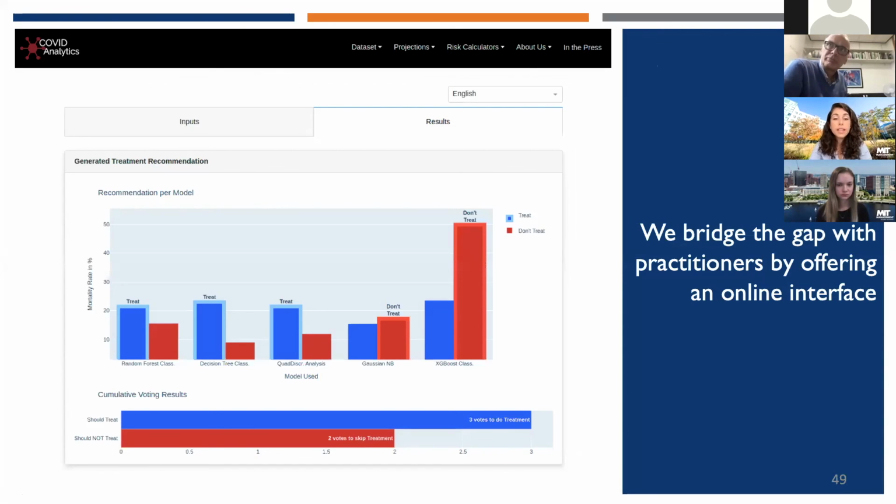Now, the next step, as in the case of the mortality calculator, is the development of a dynamic online application. We are currently creating a user-friendly interface, such as the one that you see here, to communicate the results of our algorithm to clinical providers. And our new page will soon become available at the COVID Analytics platform over the course of the month.